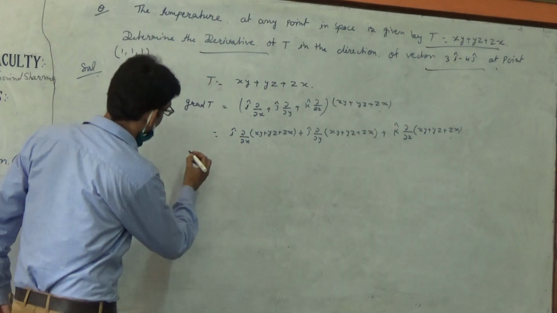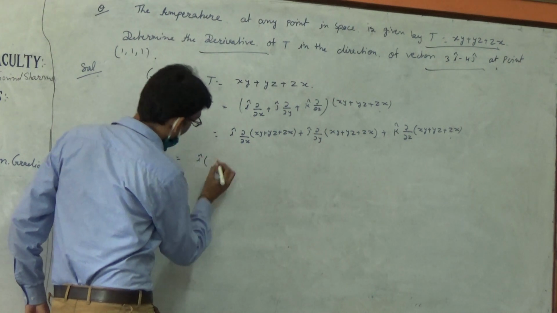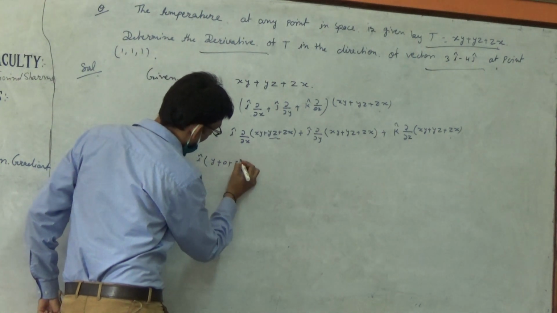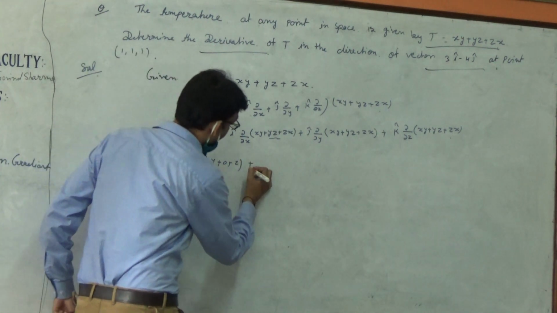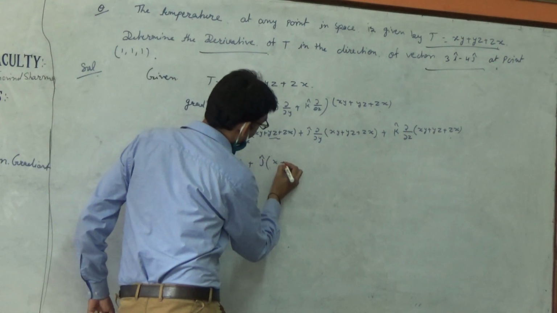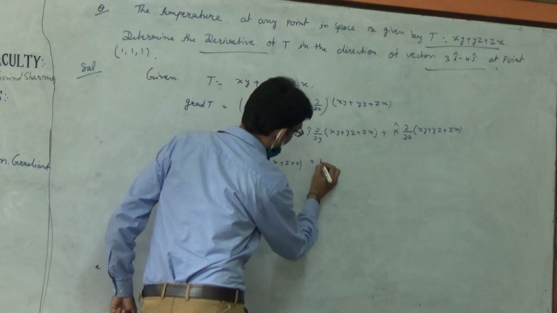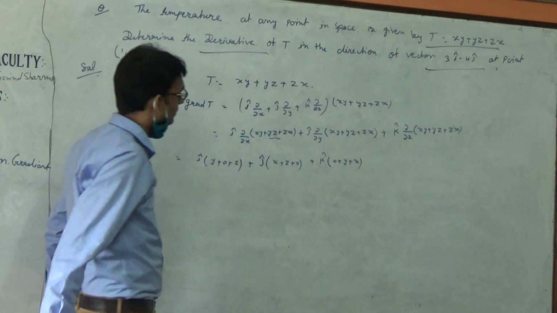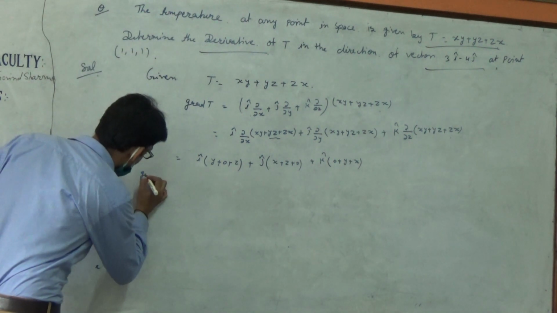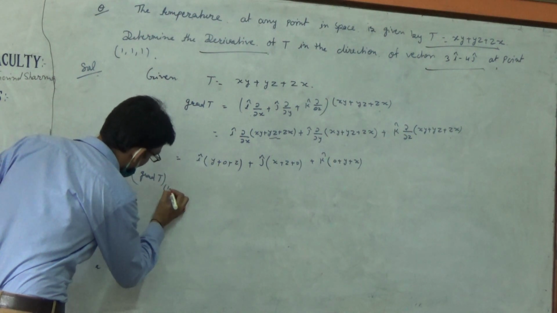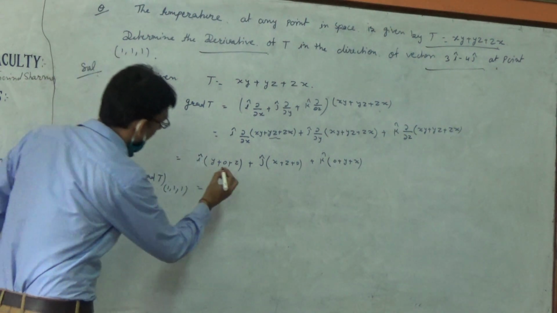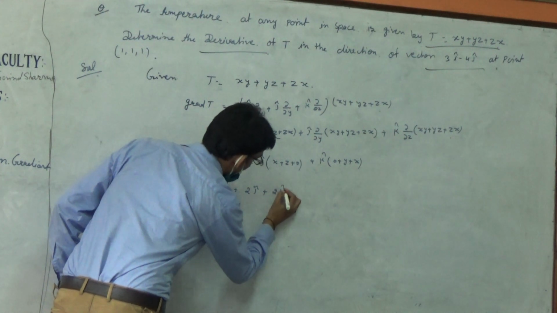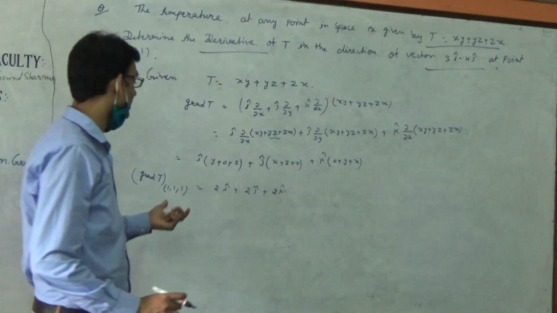Okay, students? Now i becomes y plus 0 plus z, plus j times x plus z plus 0, and k times 0 plus y plus x. Now the gradient at point 1, 1, 1 is 2i plus 2j plus 2k. Put the values of x, y, z as 1, 1, 1.